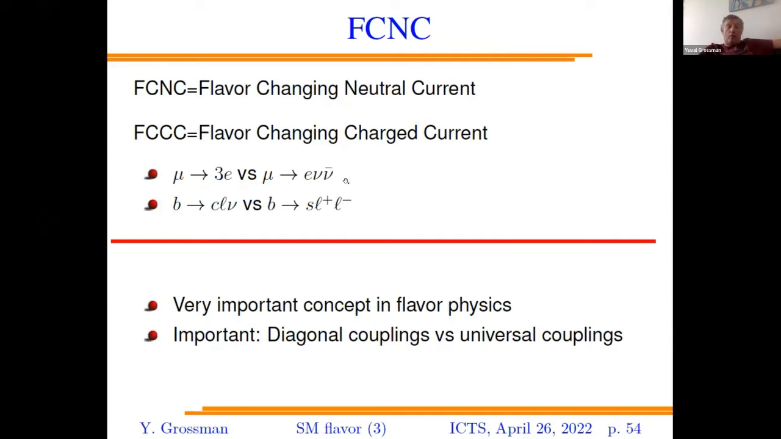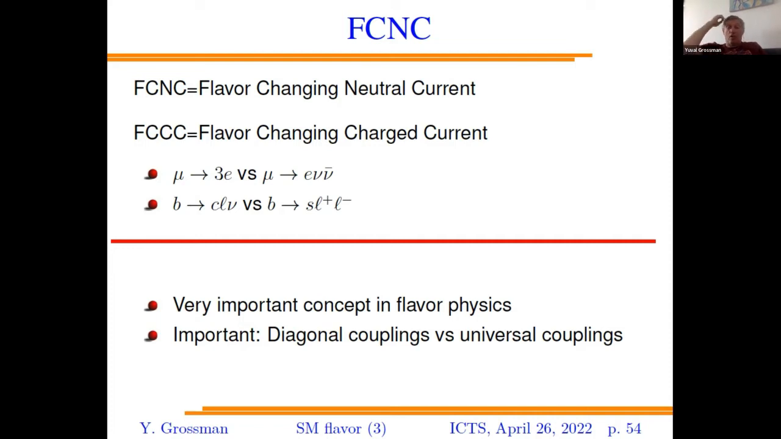And I want to give 2 examples. Mu going to 3 electrons is a flavor changing neutral current, because the exchange is neutral. Mu going to electron, nu_mu, anti nu_e, which is the standard muon decay, is a charged current interaction. B to c l nu, which is the standard semi-leptonic B decay, is charged current, while B going to s l plus l minus is neutral current. Okay? And in this case, it's very easy to see. You just look at the change of the charge of the quark. If you have B to s, that's neutral. If you have B to c, that's charged, right? If you have B to u, it's charged. If you have B to d, it's neutral.